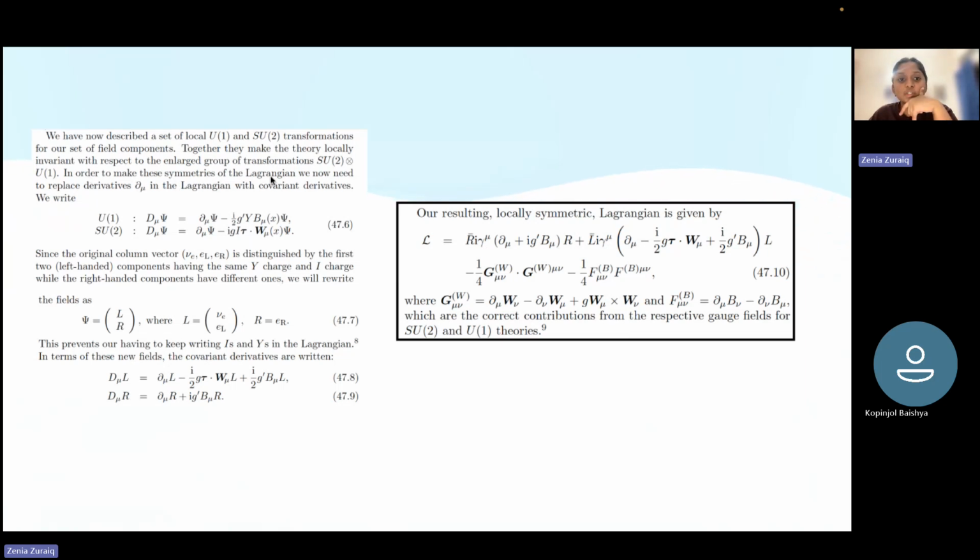In order to make these symmetries of the Lagrangian, we now need to replace derivatives with covariant derivatives. This also we know. If we have a local symmetry, we cannot write derivatives. We have to write covariant derivatives. So now del mu is coming in here.